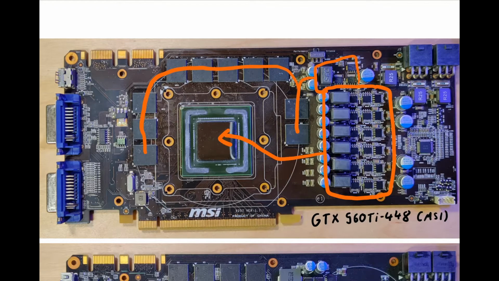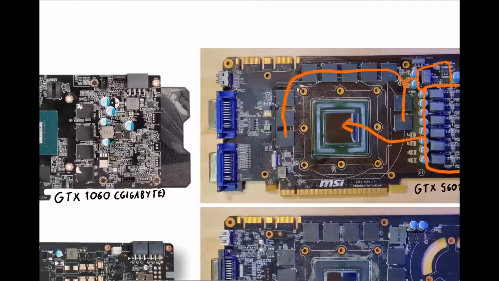And since the core sucks a lot more power, the core needs good voltage regulation, whereas memory chips can be okay with a little less quality voltage regulation, which is why the vMem VRM is so small compared to vCore most of the time.